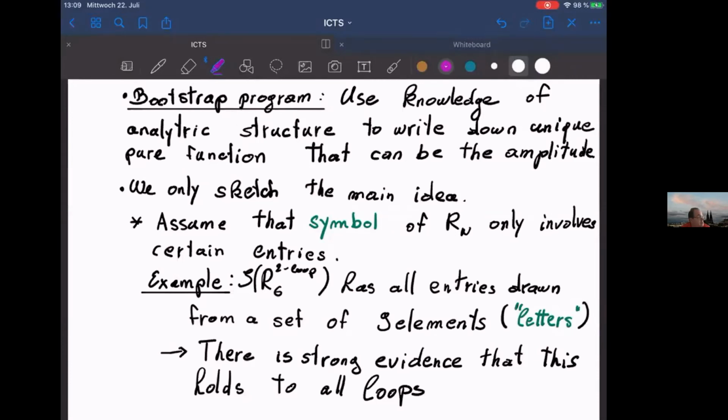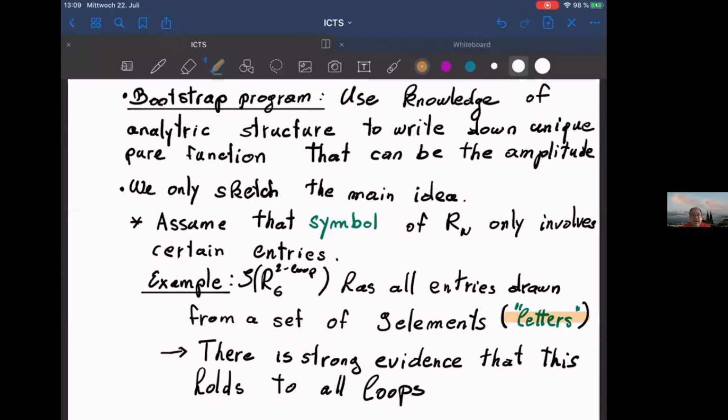So if I also tell you what the entries in the symbol are, the entries in the symbol are sometimes called letters. We called the symbol before like A1 tensor A2 tensor A3. This A1, A2, A3, I would call them the letters. So if I also tell you what the letters are, you could try to write down the symbol for this amplitude.